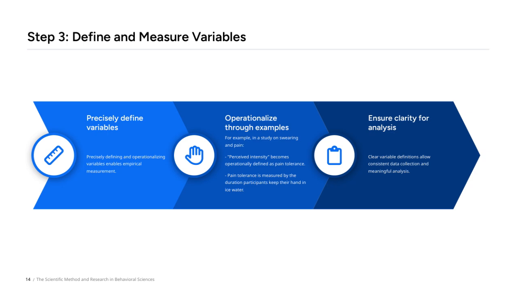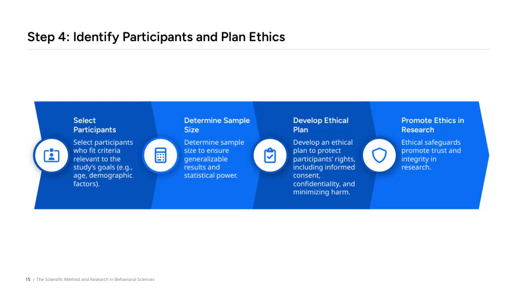Finally, having clear and consistent definitions for variables is crucial because it ensures that data collection is consistent and the analysis is meaningful. Without this clarity, our results could be misleading or hard to interpret. When identifying participants, it's important to choose individuals who match the specific criteria relevant to your study's goals, such as age or demographic factors. Next, determining the right sample size is crucial to ensure your results can be generalized and that your study has enough statistical power to detect meaningful effects.